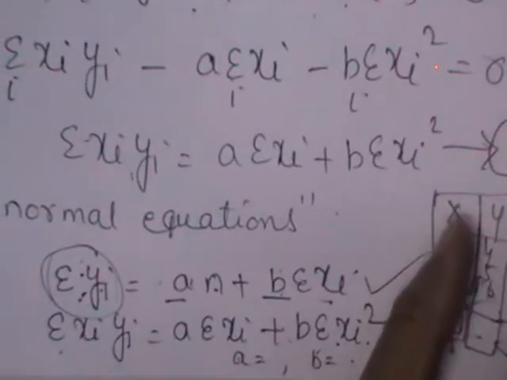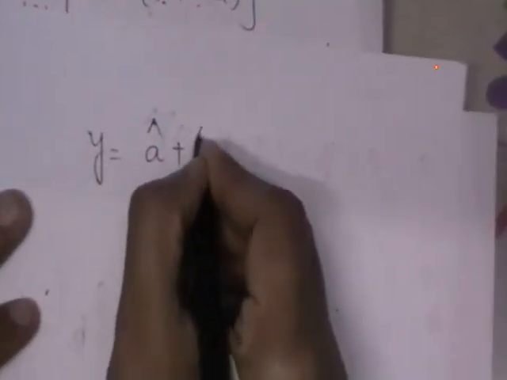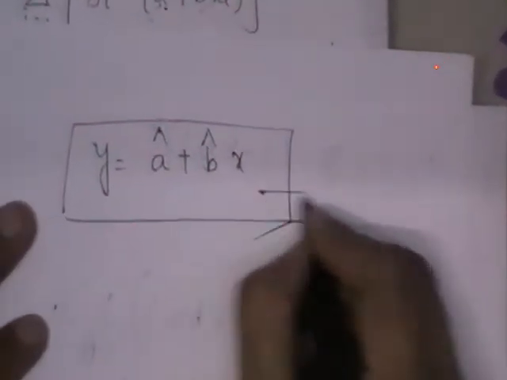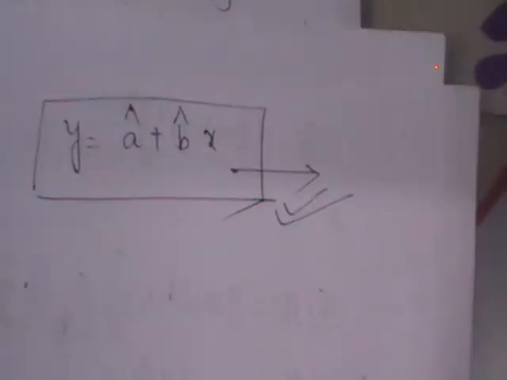After finding these two values, you will substitute in the given equation. You will get, let a cap, b cap be the estimated values, and this will be the straight line to be fitted for the given data. Girls, listen once again. I will repeat the same again at a glance.